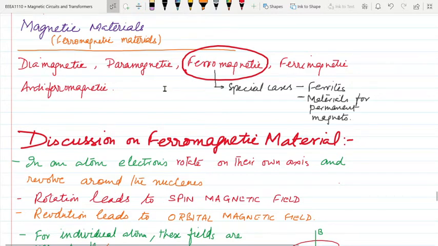Ferrimagnetic and antiferromagnetic materials will be discussed in a course for electrical engineers known as electrical engineering materials, where they will study these materials in detail. So the special cases of ferromagnetic materials can be ferrites, materials for permanent magnets, and the material that we generally use.